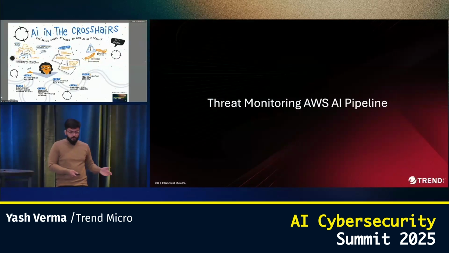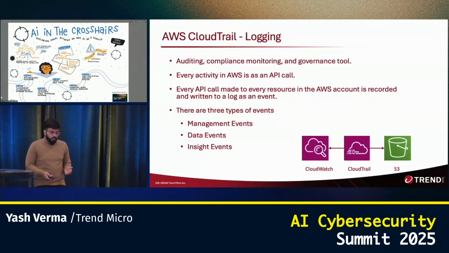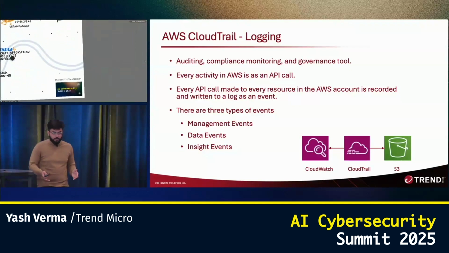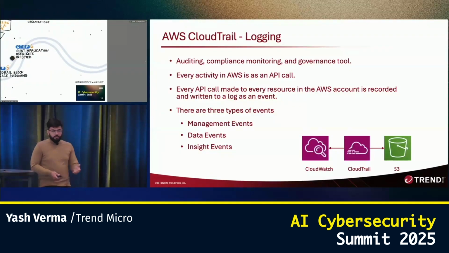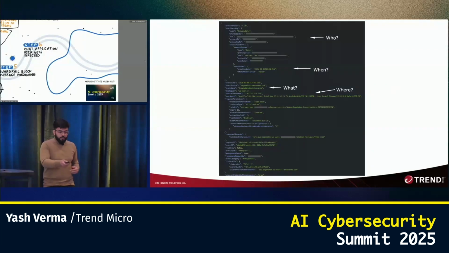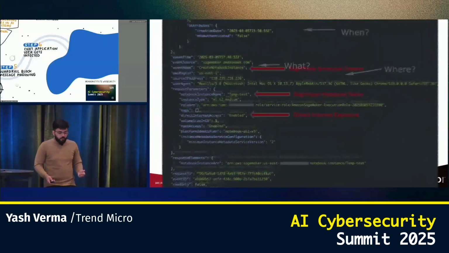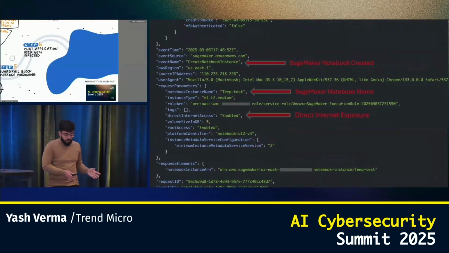Well, we've talked about the problems, now we can talk about the solutions. One of the native AWS services that you can use to monitor these kinds of threats and attacks is CloudTrail. CloudTrail logging basically provides you a basic overview of what is happening in your AWS account. This is how a CloudTrail log looks. It basically tells you who did what, when, and where. So this is the log from the attack scenario itself.